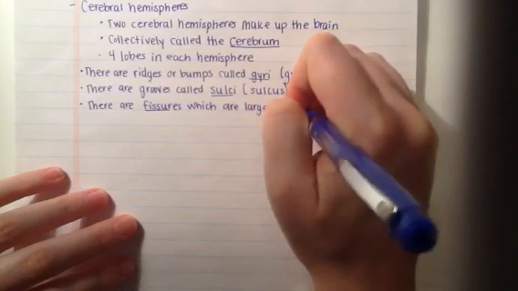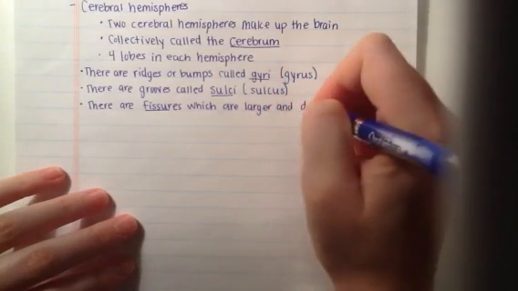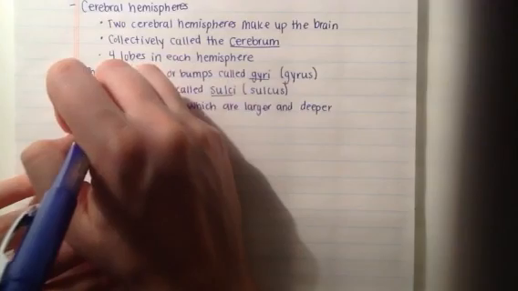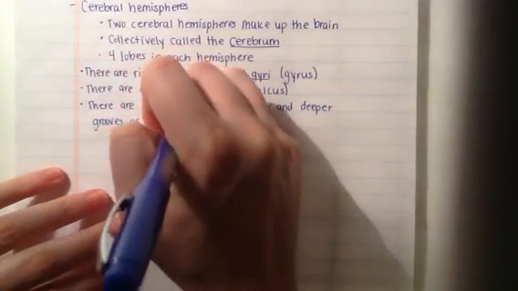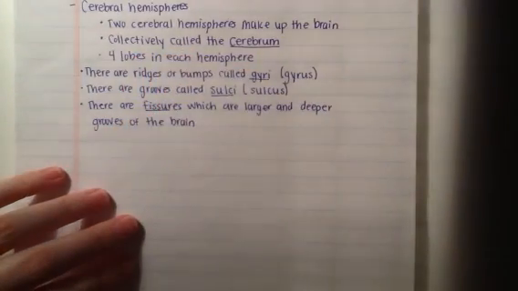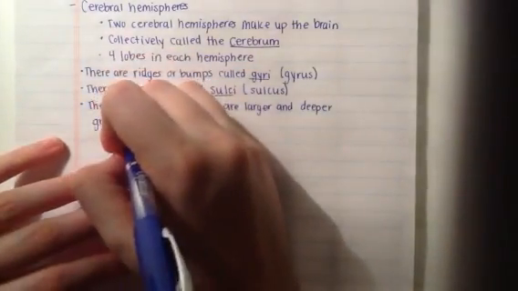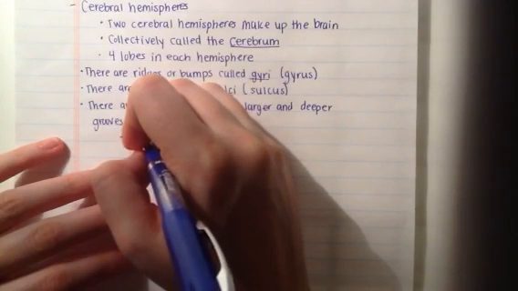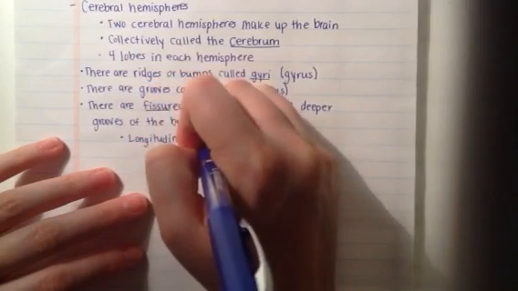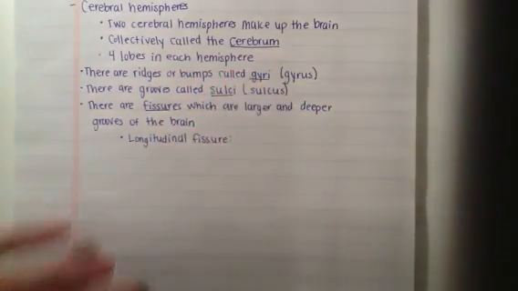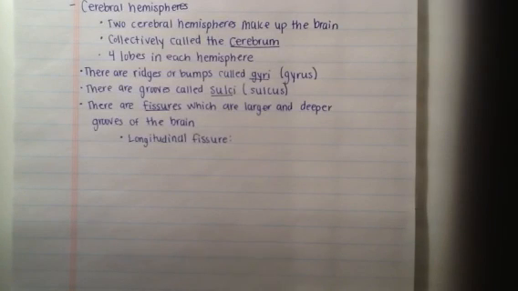And they're kind of like a deep groove in the brain. There's one really important fissure, and it is called the longitudinal fissure. Longitudinal. And it will run down your head. If you were to split your head into a right and left half, it'll run down your head, down your brain, and split your brain into right and left hemispheres.